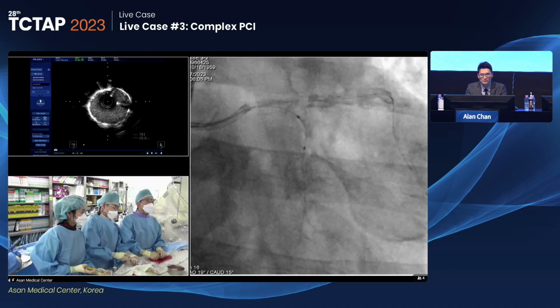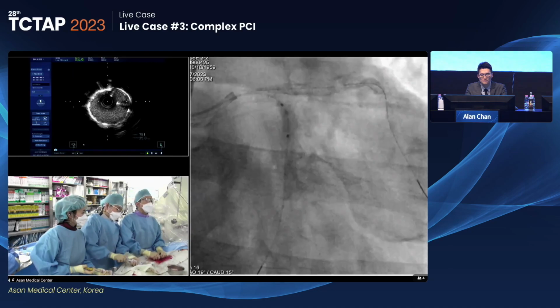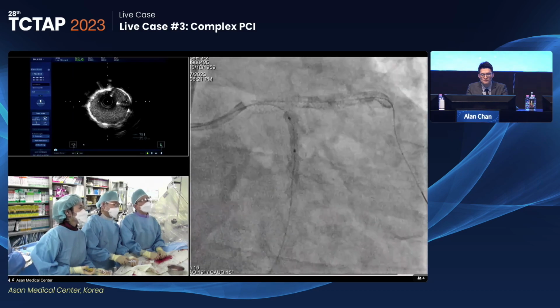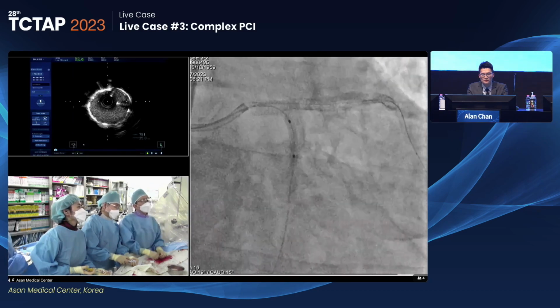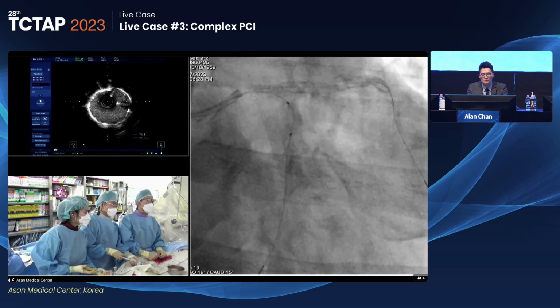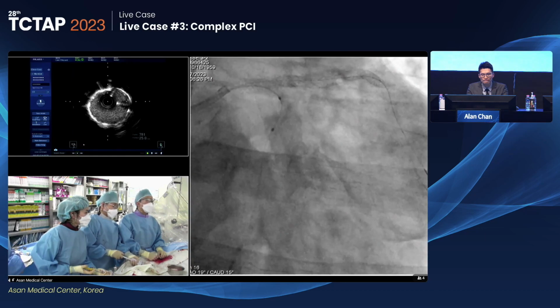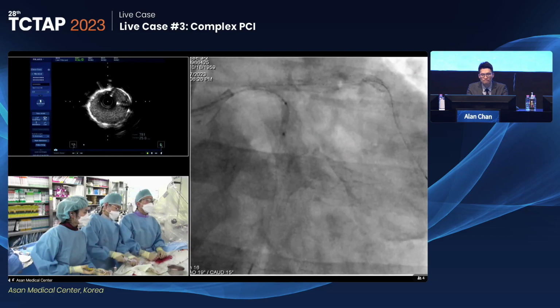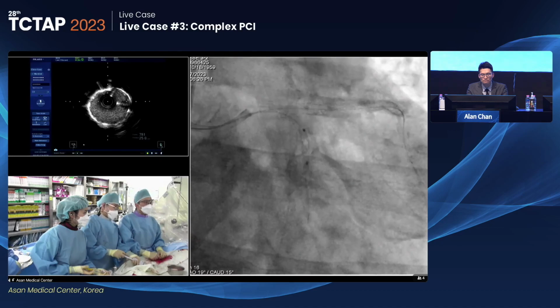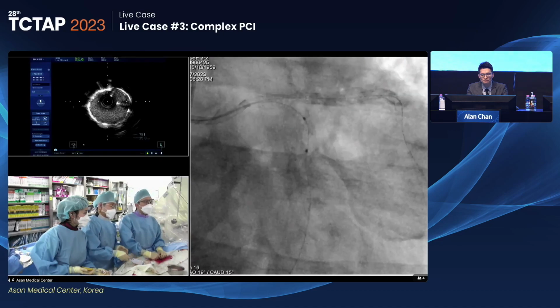20, 22, 24. This is booster image. Now I can see that stem is very expanded, deflation. Insert a little bit more. Okay, nominal. 12, 14. Okay. Deflation. Now the balloon is fully expanded.